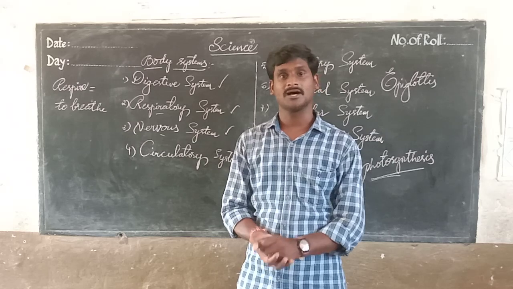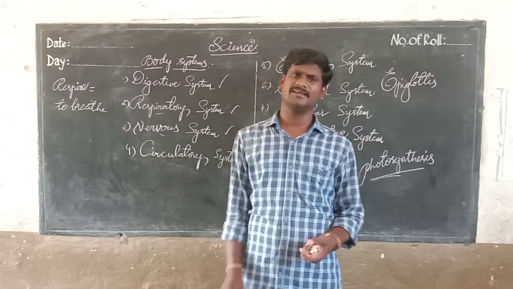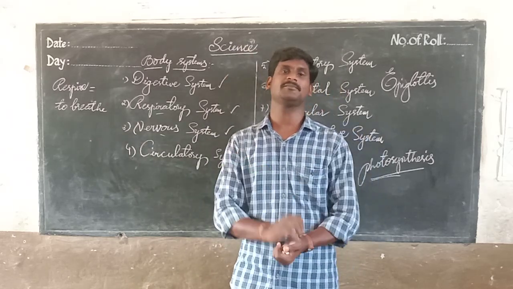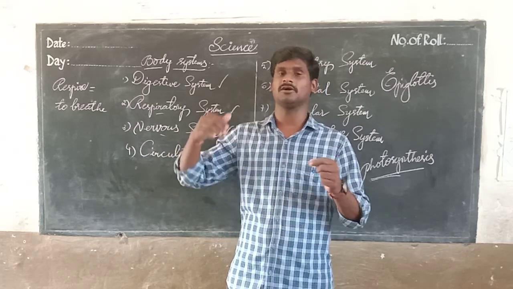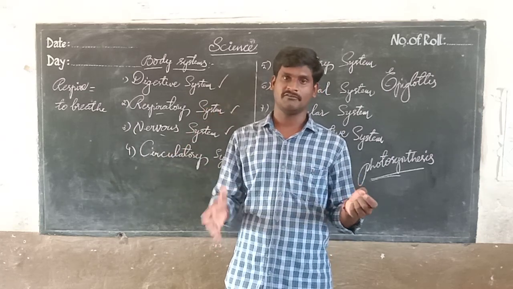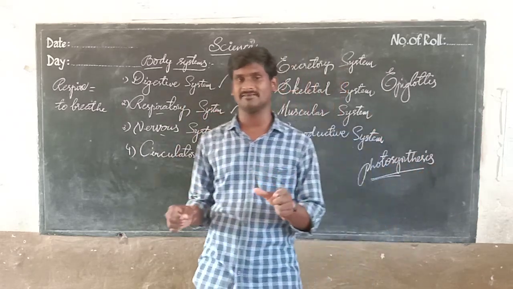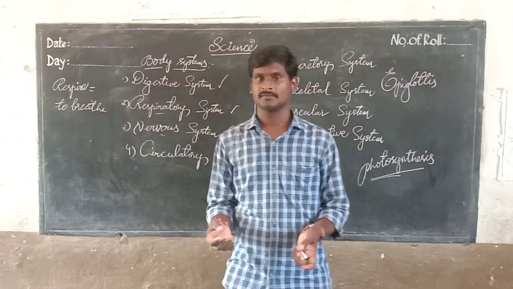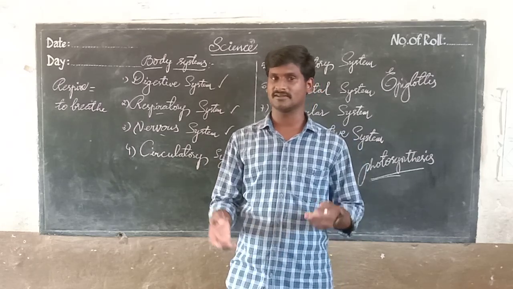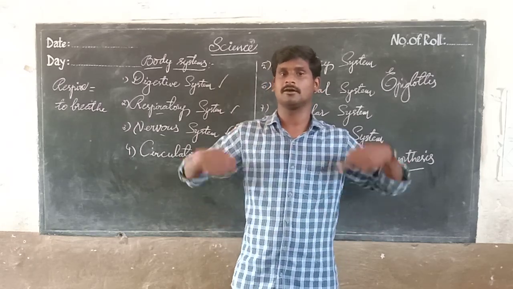The nerves are like a telephone wire. Imagine it like this, just a simple example. When you talk on a landline phone, the message and voice go through the wire. In the same way, the nerves are like telephone wires, and they pass information to the spinal cord and to the brain.